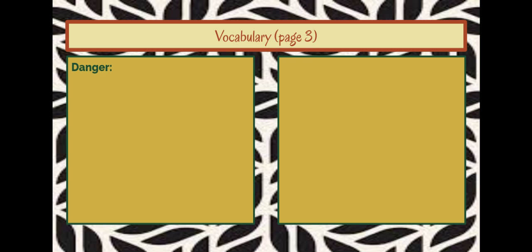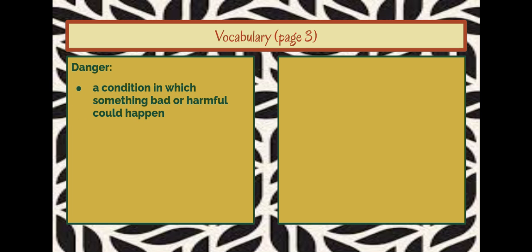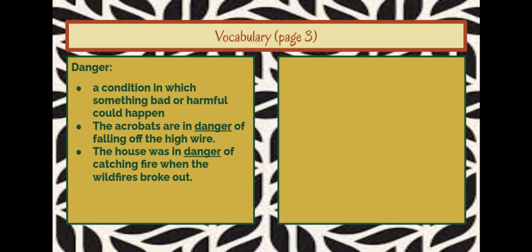Let's read the next word together. Danger. Danger refers to a condition in which something bad or harmful could happen. What refers to a condition in which something bad could happen? The acrobats are in danger of falling off the high wire. The house was in danger of catching fire when the wildfires broke out. The dog is in danger of losing her pups because of the fall.